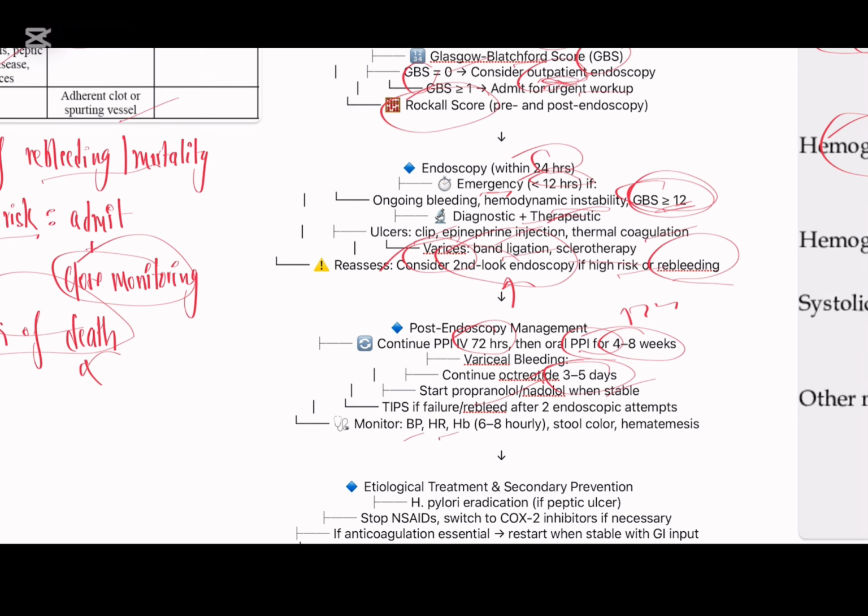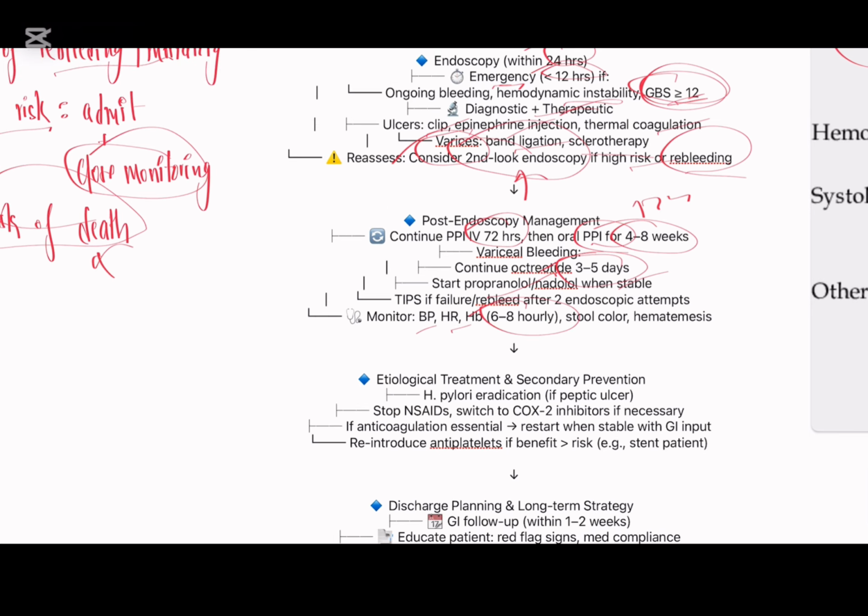We should monitor BP, heart rate, and hemoglobin 6 to 8 hourly, and we should check the causes and treat. And we should do secondary prevention. We can go for Helicobacter pylori eradication in case of peptic ulcer disease. Should stop NSAIDs, switch to COX-2 inhibitors if necessary. If anticoagulation is essential, restart when the patient is stable with GI input.